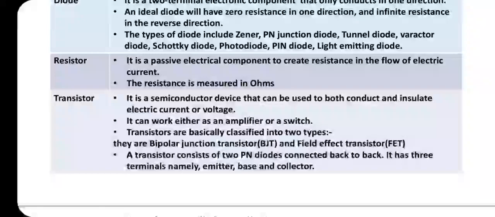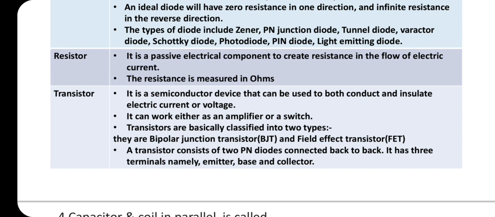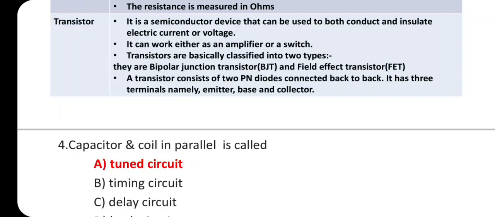Transistor. It is a semiconductor device that can be used to both conduct and insulate electric current or voltage. It can work either as an amplifier or a switch. Transistors are basically classified into two types. They are bipolar junction transistor BJT and a field effect transistor FET. A transistor consists of two PN diodes connected back to back. It has three terminals, namely emitter, base and collector.